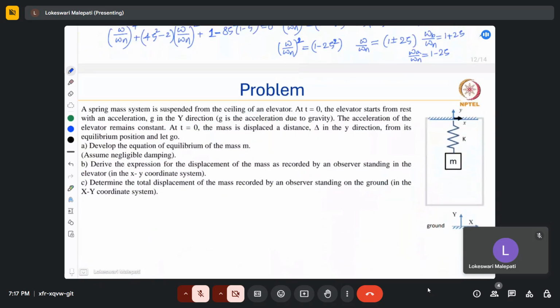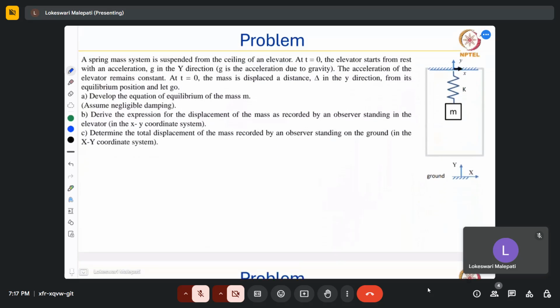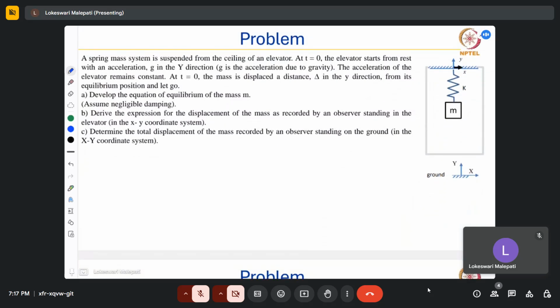So we'll solve one problem. A spring mass system is suspended from the ceiling of an elevator. At time t is equal to 0, the elevator starts from rest with an acceleration g in the y direction, where g is the acceleration due to gravity. The acceleration of the elevator remains constant. At time t is equal to 0, the mass is displaced at a distance delta in the y direction from its equilibrium position and let go.